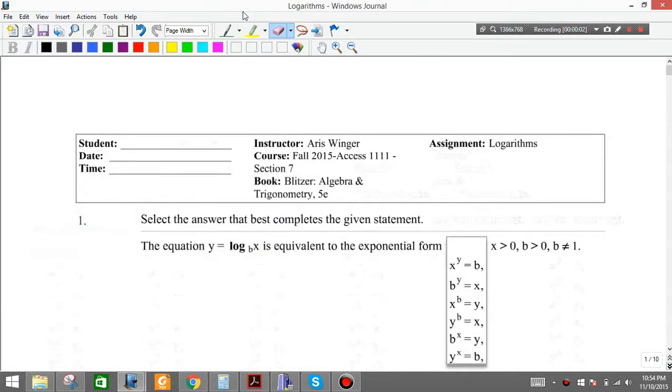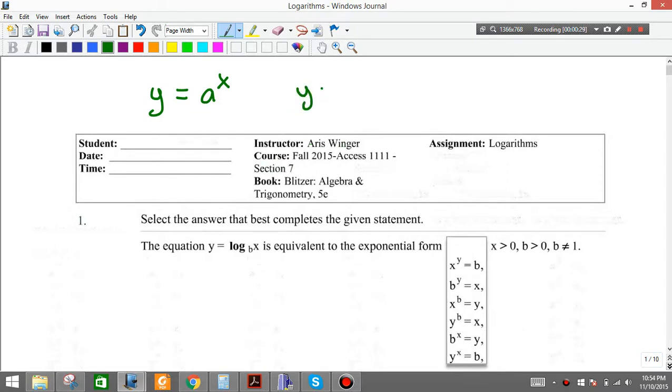We're talking about logarithmic functions. In the previous section, we talked about exponential functions, which were y equals a to the x, where the variable was in the exponent, which makes it an exponential function. Now we want to talk about the inverse, something that does the opposite.